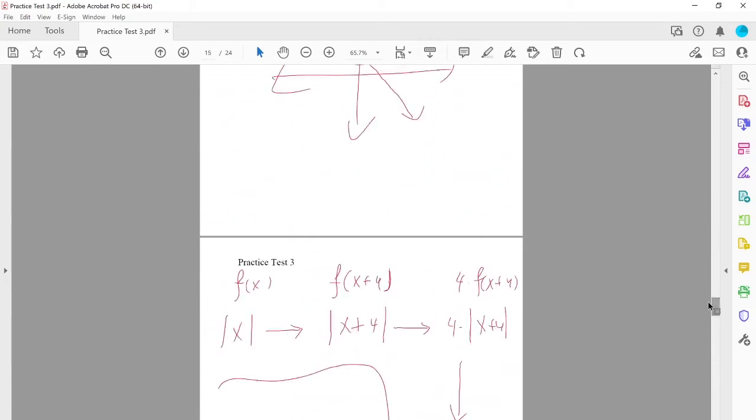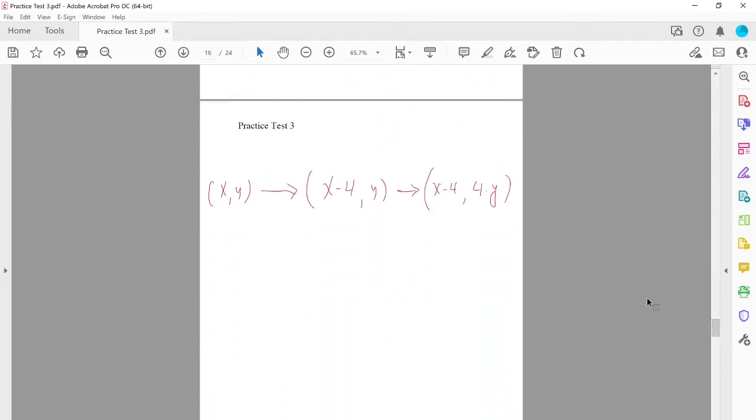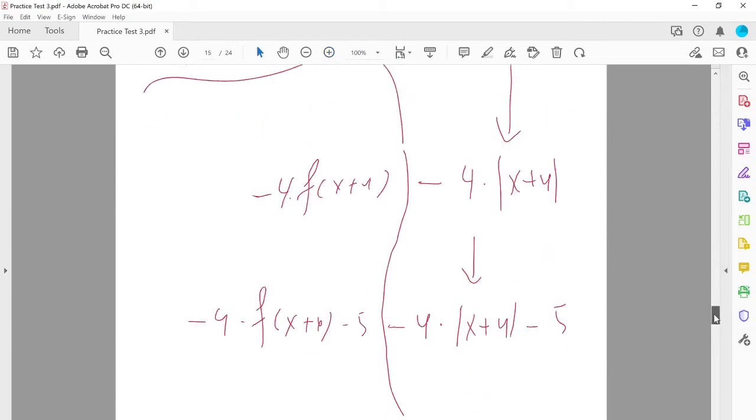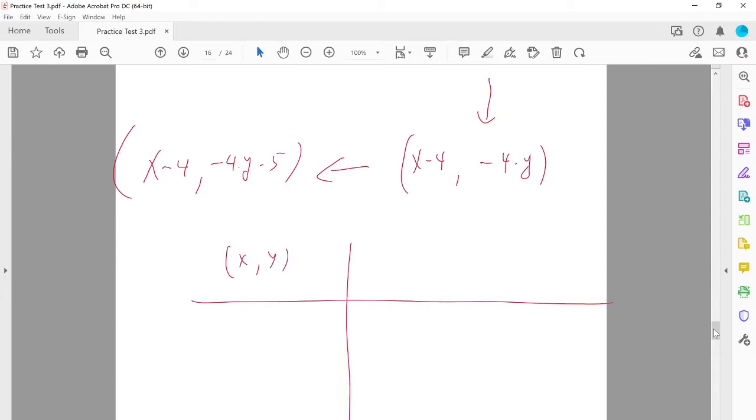So when you go from this step to this step, you are flipping across the x-axis. That means you are just changing your y coordinate, just making it negative. And now finally, to go from here to here, you are subtracting 5 from your previous y coordinate. So originally, if you have an (x, y) point on your original graph, absolute value of x, that point becomes (x minus 4, negative 4 times y minus 5).